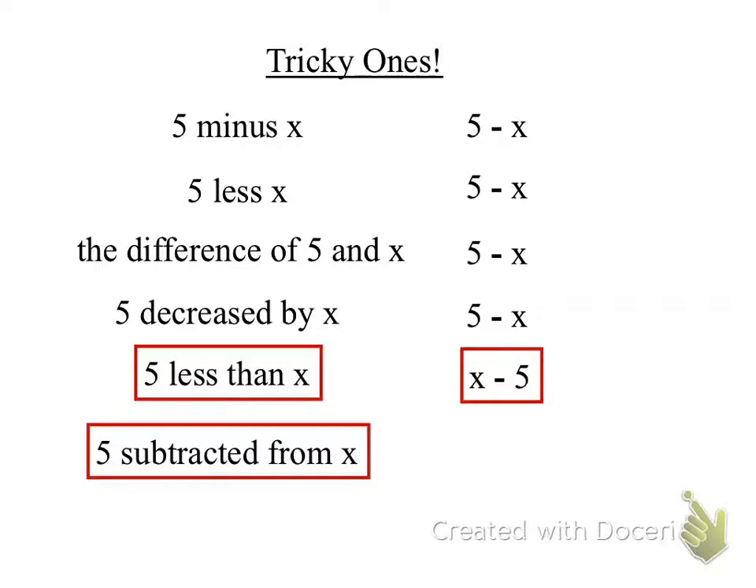Would it be x minus 5? That is correct, because we have to start from something and then we take something away from it. So it's subtracted from a starting point.